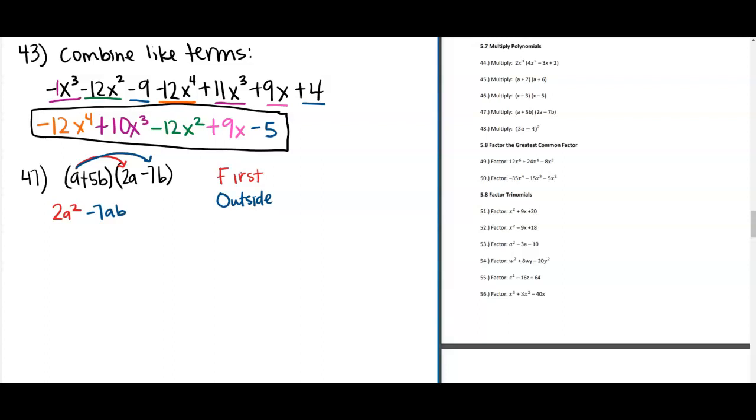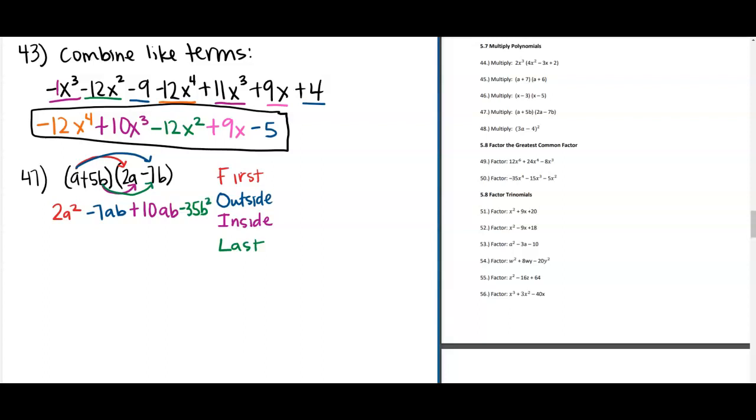Then let's do our I in FOIL, which stands for inside. So our inside terms would be 5b times 2a. So 5b times 2a is a positive 10ab. And then the L in FOIL stands for last, so that means the last terms of each of those binomials. So 5b times negative 7b gives us negative 35b squared.